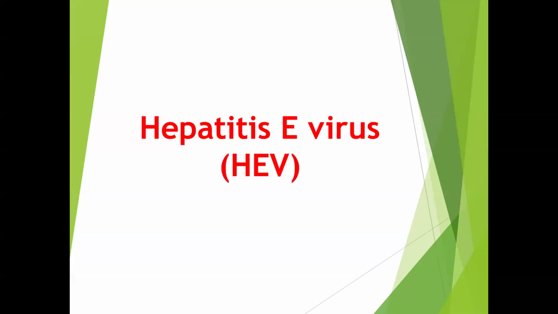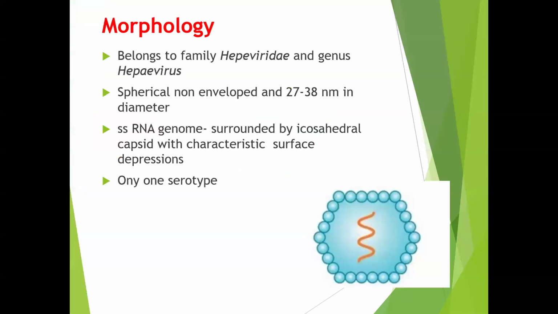And next, hepatitis E virus, that is HEV. If you see the morphology, hepatitis E virus belongs to the family Hepeviridae and genus Hepevirus. It is spherical, non-enveloped, 27 to 38 nanometers in diameter, and consists of single-stranded RNA as genetic material, covered by an icosahedral capsid. In the picture you can see the icosahedral capsid and the single-stranded RNA as genetic material. We can see characteristic surface depressions, and only one serotype is present.